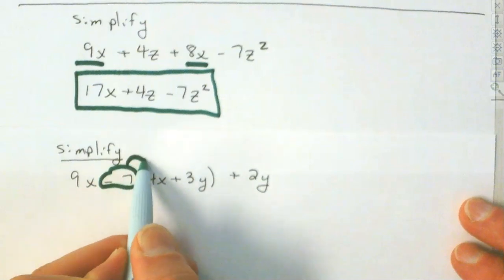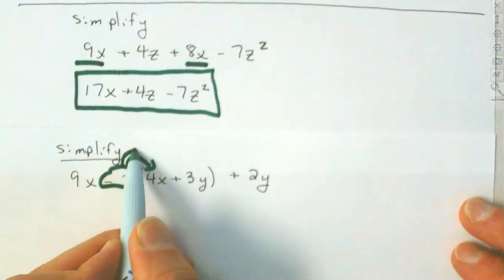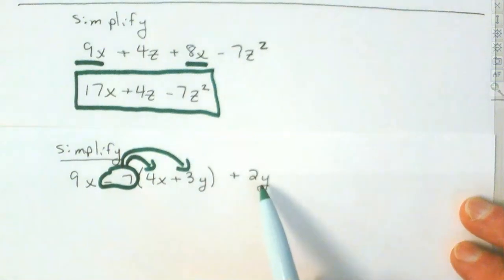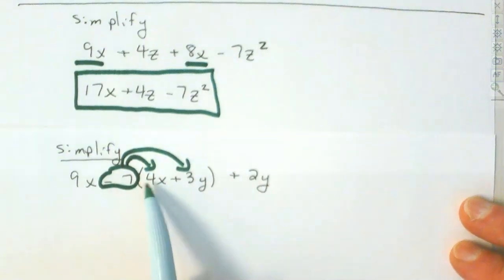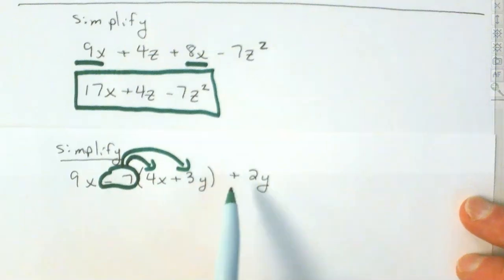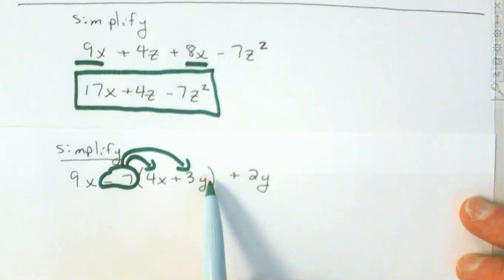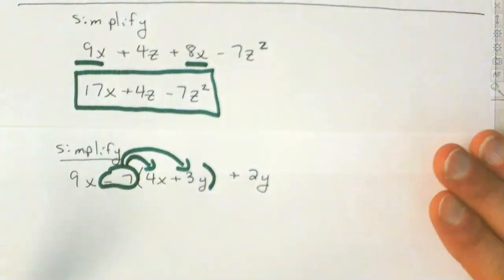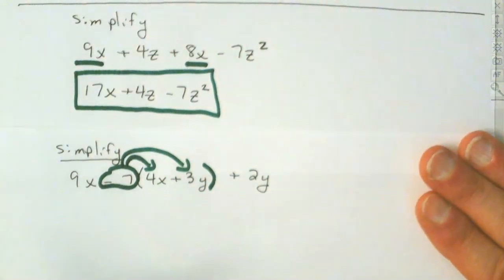I stop when the parentheses close, so that negative 7 goes through the first 2. It doesn't go through that 2y, because it goes through the 4x, and it goes through to the positive 3y. The 2y doesn't get it because of the parentheses there. The parentheses tell you to stop the distribution. So let's distribute through, rewrite it, and then see what we've got.